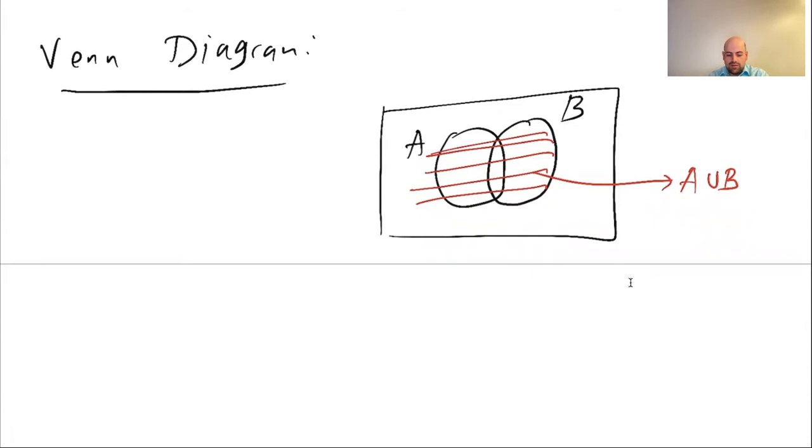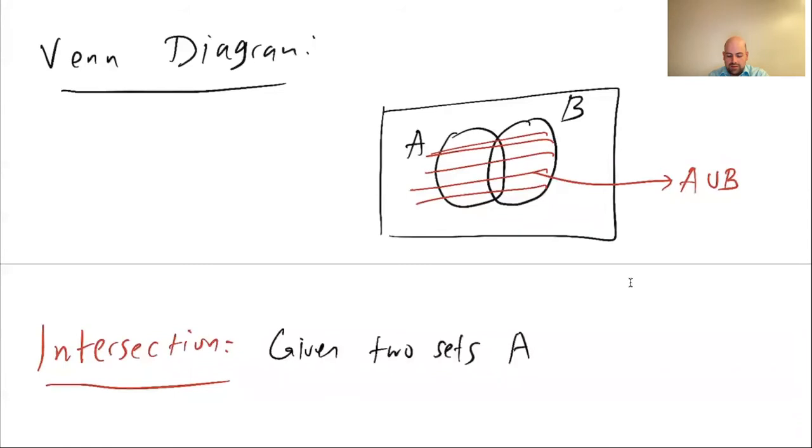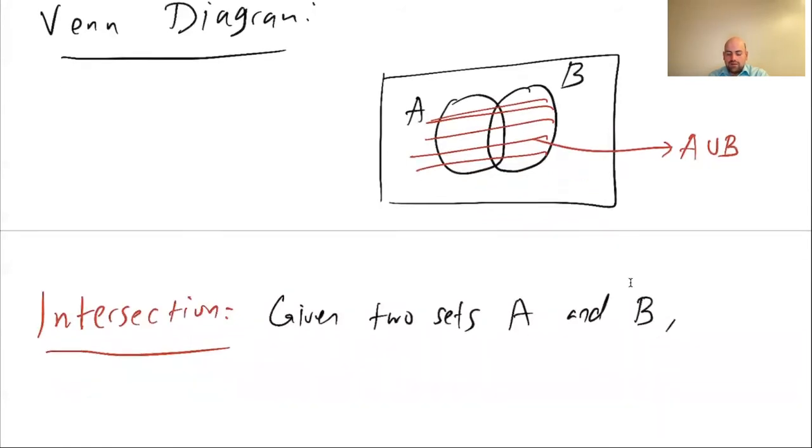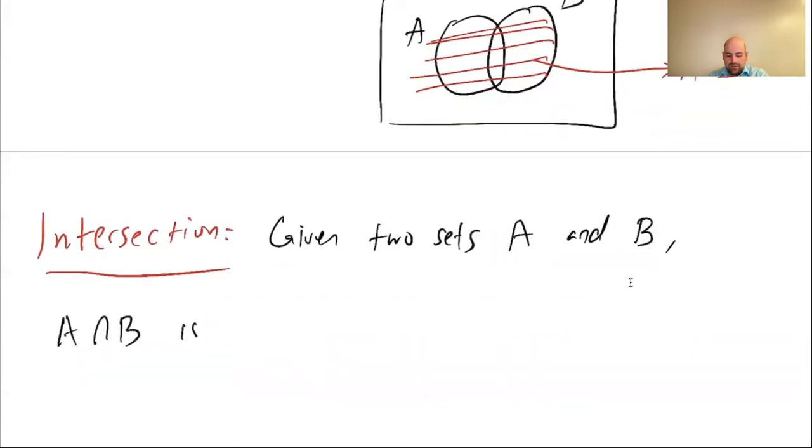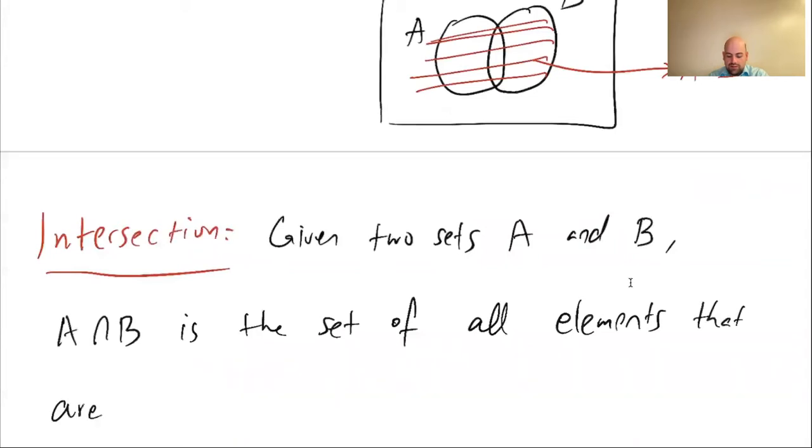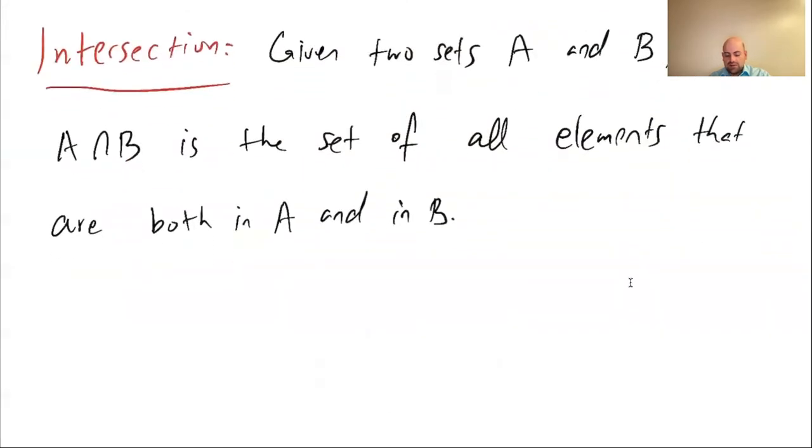Okay. Now let's look at intersection. Given two sets, A and B, A intersection B is the set of all elements that are both in A and in B. In other words, the set of common elements. The set of common elements in A and B is called A intersection B and is denoted with this notation, A intersection B.